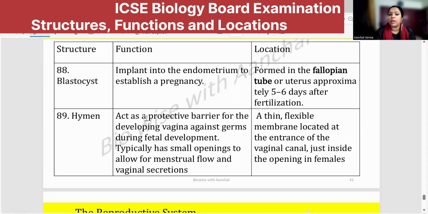Hymen is a protective barrier for the developing vagina against germs during fetal development. That is the main function of the hymen, and typically it has a very small opening through which menstrual flow and vaginal secretions pass, but it breaks with any kind of sexual activity or intercourse or any kind of extensive physical exercise. Okay, it's a thin flexible membrane located at the entrance of the vaginal canal just inside the opening in females.